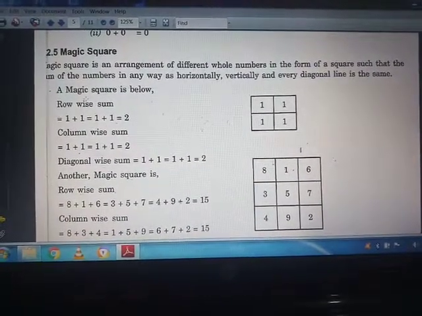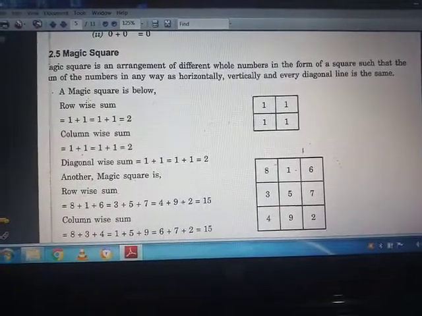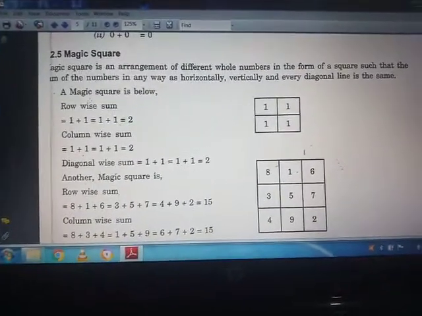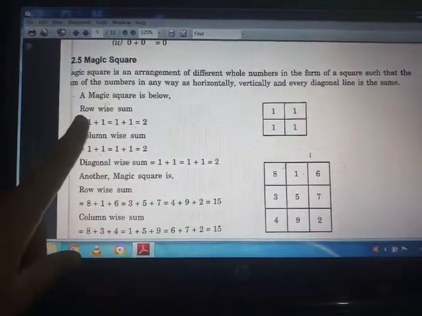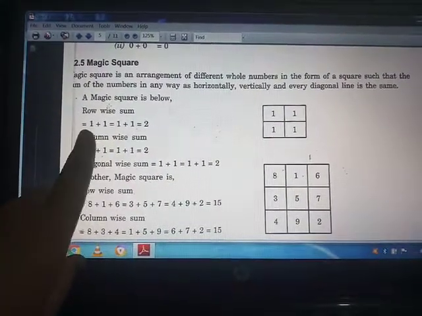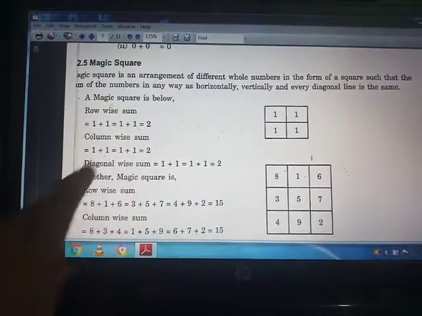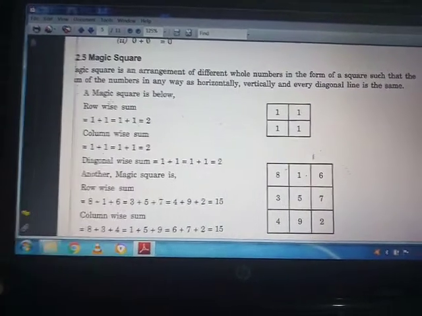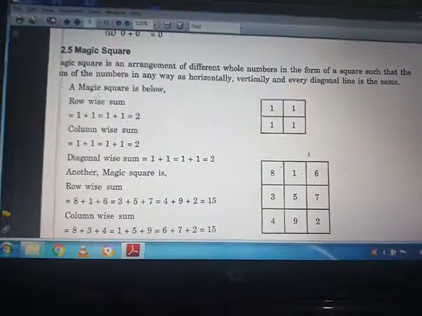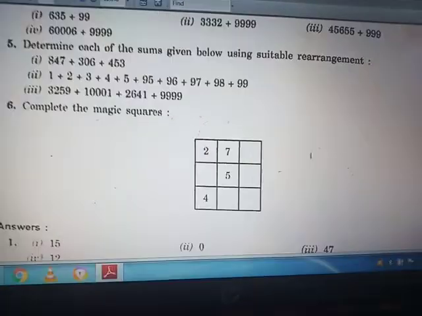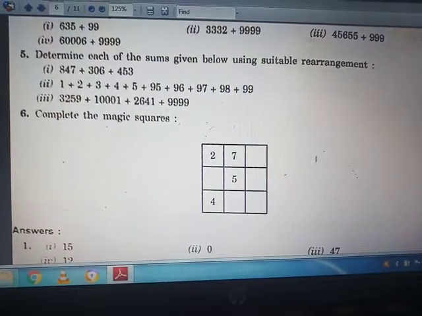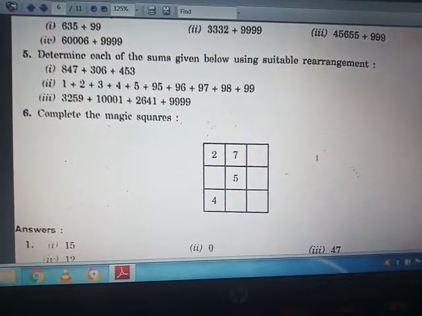These types of squares are magic squares. You can see here that an example of a magic square is given. Row-wise it is 12, column-wise 12, and diagonal-wise 12. So in all three conditions the sums are equal. So here is our question: complete the magic square.